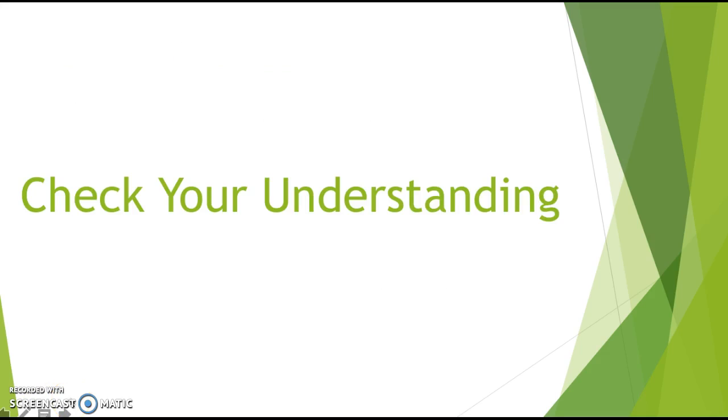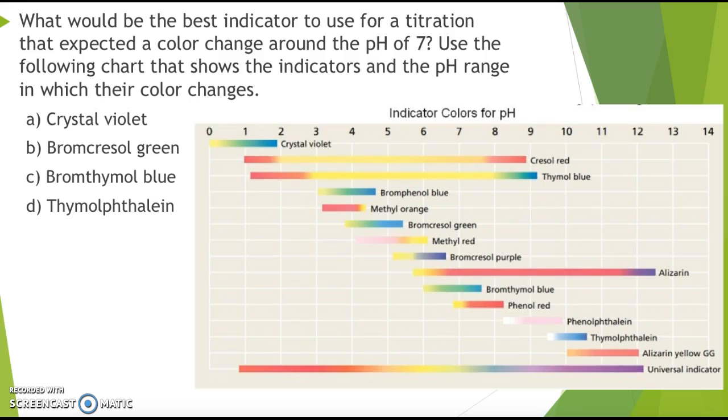Lastly, we have some problems to check your understanding of the topics introduced in this video. If you are having trouble, look back to the information on the slides and the sample problems in this video. First, it asks what would be the best indicator to use for a titration that expected a color change around the pH of 7. Use the following chart that shows the indicators and the pH ranges in which their color changes. Then select the best answer given.